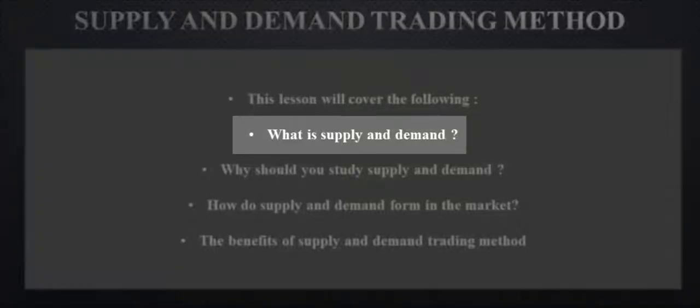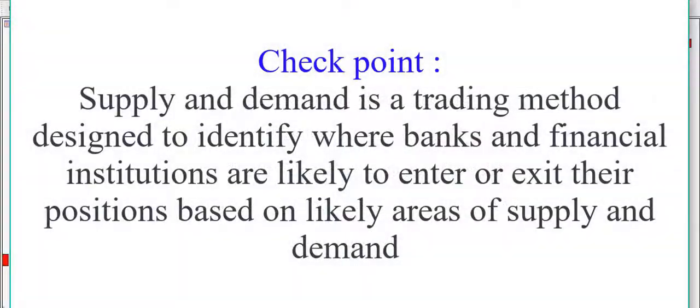So what is supply and demand? Supply and demand is a trading method designed to identify where banks and financial institutions are likely to enter and exit their positions based on likely areas of supply and demand.